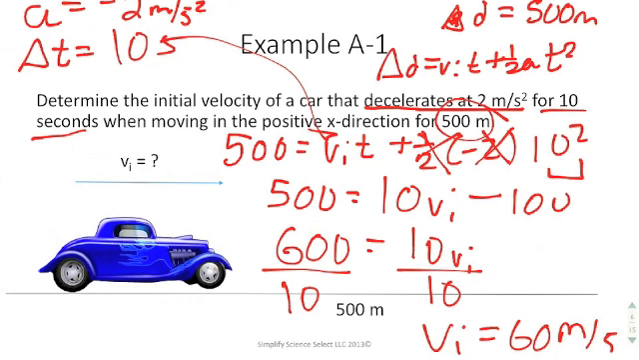So the initial velocity of the car was very fast. It was 60 meters per second. And even though it decelerated for a while, it still traveled very, very far during that time frame.